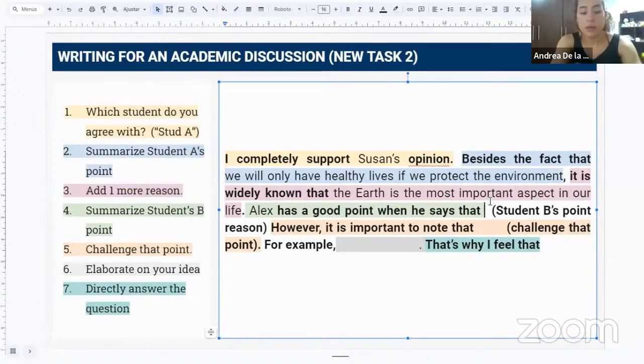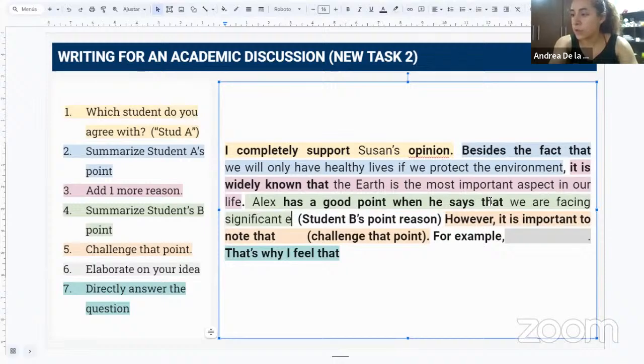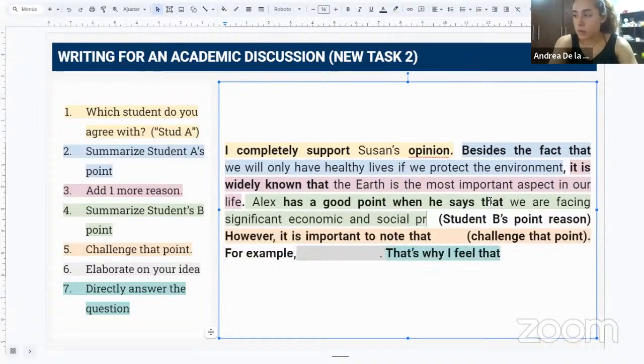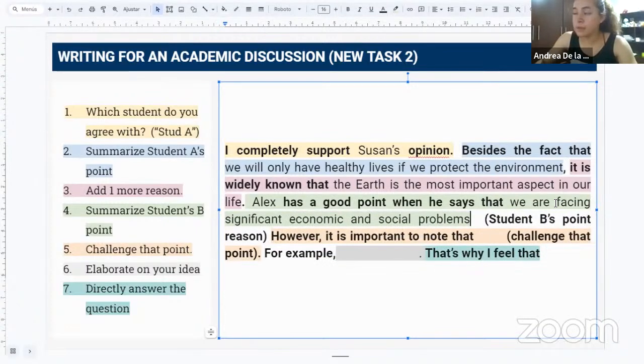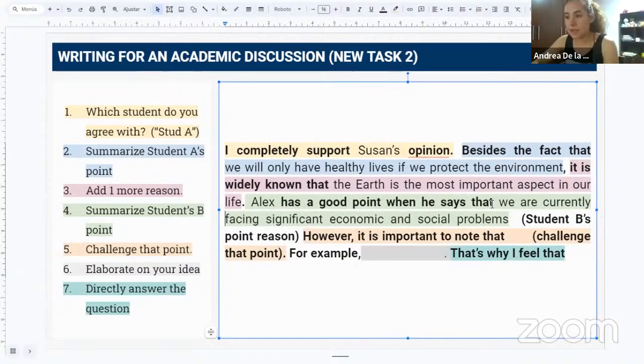decir, we are facing significant economic and social problems. We are currently facing significant economic and social problems. No, esto es exactamente lo que dijo Alex, no me estoy inventando, ¿verdad? Es un punto que mencionó Alex. Siempre tiene que ser algo que lo que dijeron. Entonces, Alex tiene un buen punto cuando dice que es verdad que estamos enfrentando problemas económicos y sociales, sí, que son importantes. Y luego ustedes van a contrarrestar ese punto, van a responder a ese punto.